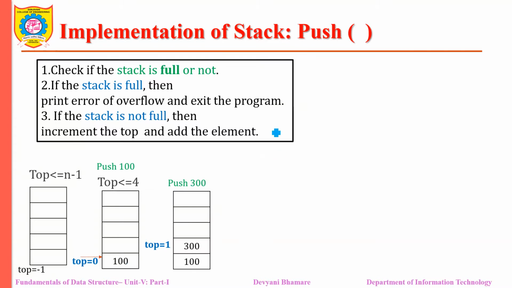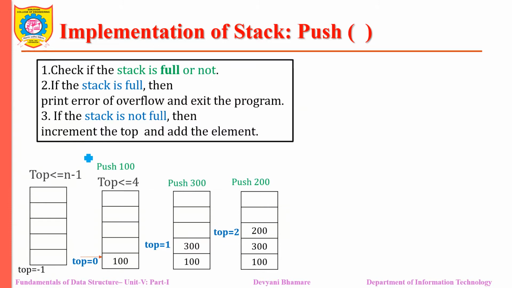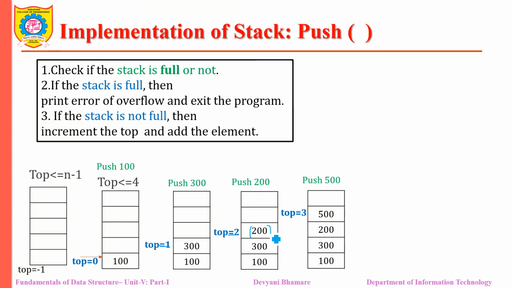If again we have to push 300, the top value is again increased by 1, whereas we are getting that space, right? And we can insert that element. If we say push 200, then again we can check is the stack full? No. Top was 1. 1 is less than 5? Yes. Then we can say that the stack is not full. Then we need to increase the top by 1. The top was initially pointing to 1. Now top is increased to 2. And then we need to insert that element wherever the top is pointing. If we say push 500, we can insert.